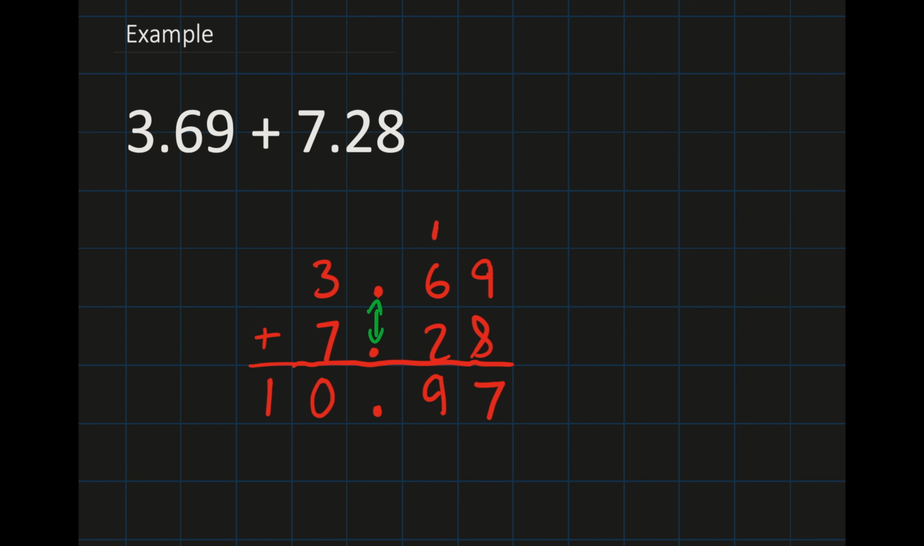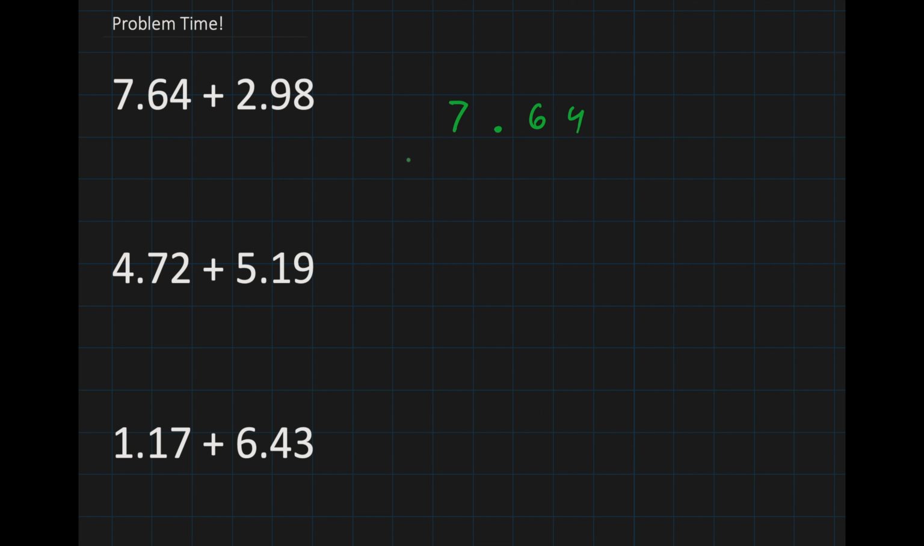And now we're going to go ahead and move on to problem time. Because that was a quick lesson. It's basically only examples, right? So what I'm going to do here, I'm going to change the paper style back into the box, just for the time being for this lesson, because I want you to understand how this works. So we're going to be doing a different color for each of these. So we have 7.64 plus 2.98. So that's how you would line that up.